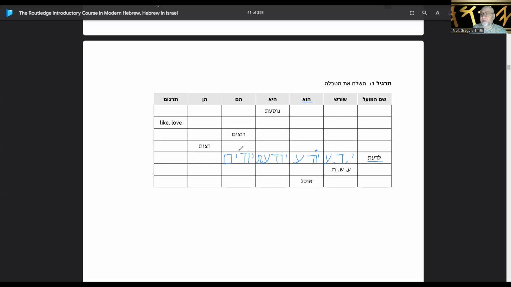They know would be yodaim. Okay, so we have yod, mem, sofit pattern. Notice that. Yodaim, they know, masculine mixed plural. And yodaot, yodot. Okay, notice the holam tav pattern on the feminine plural ending. And so what is the tirgum, the translation? To know.